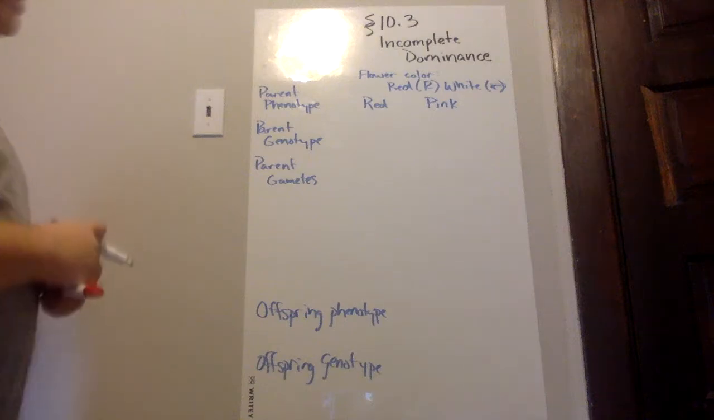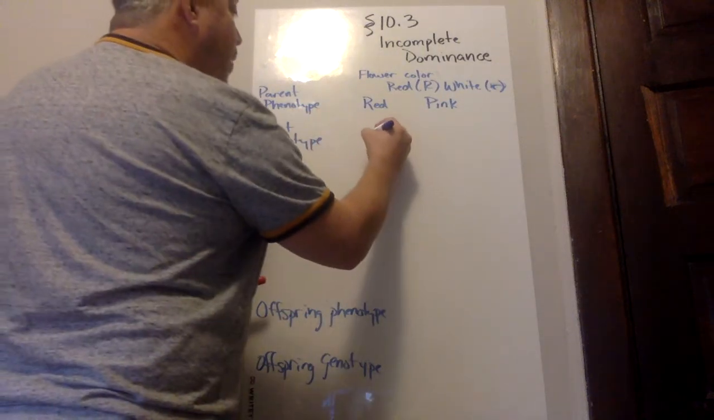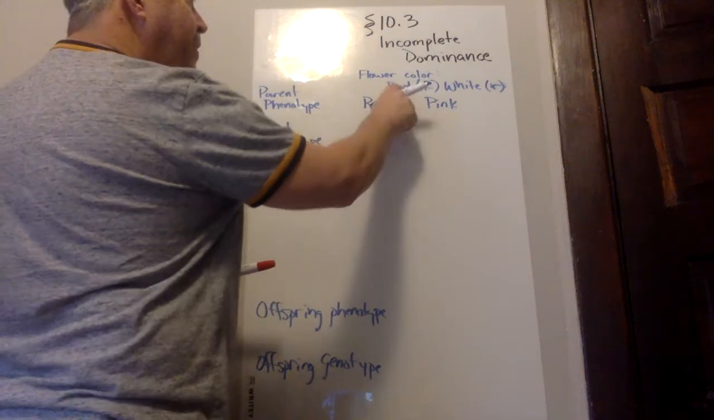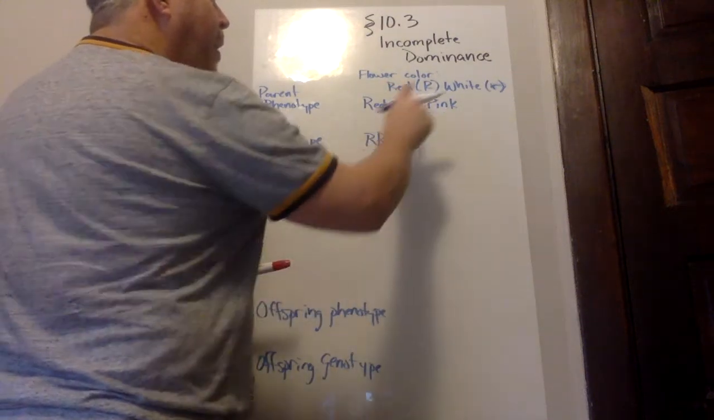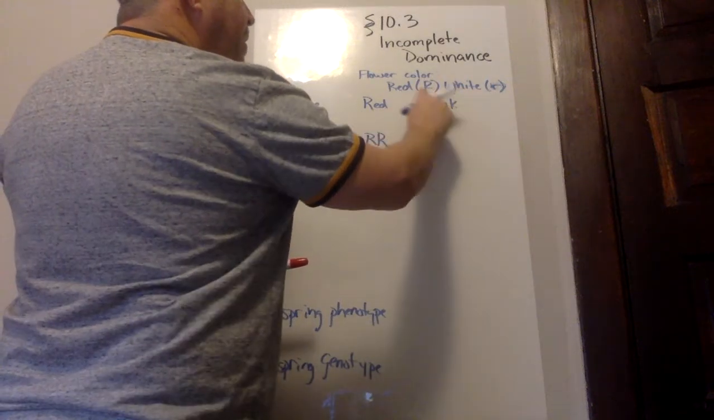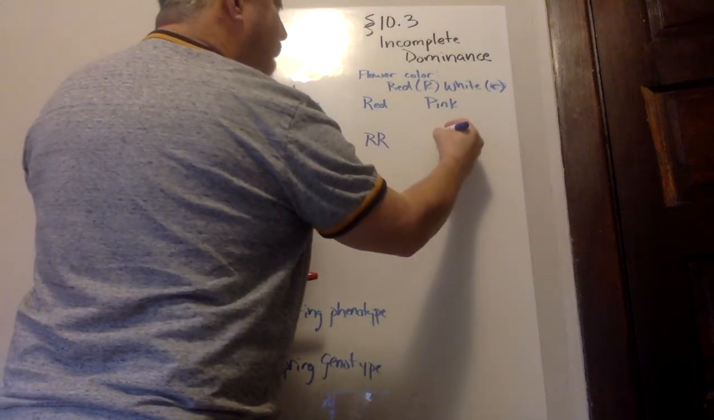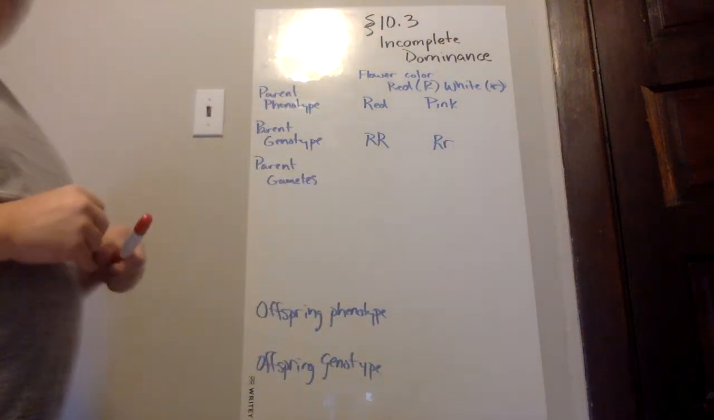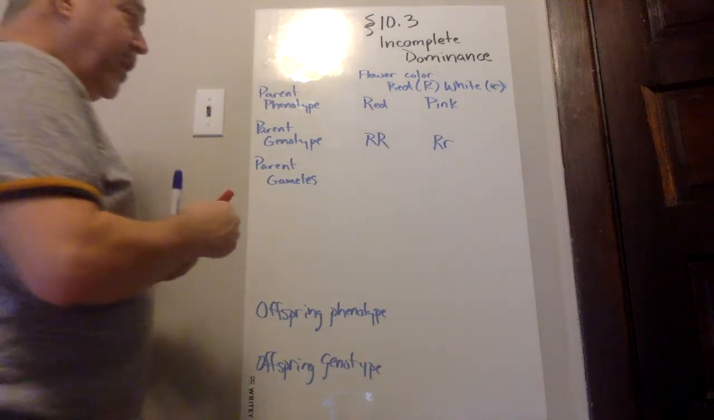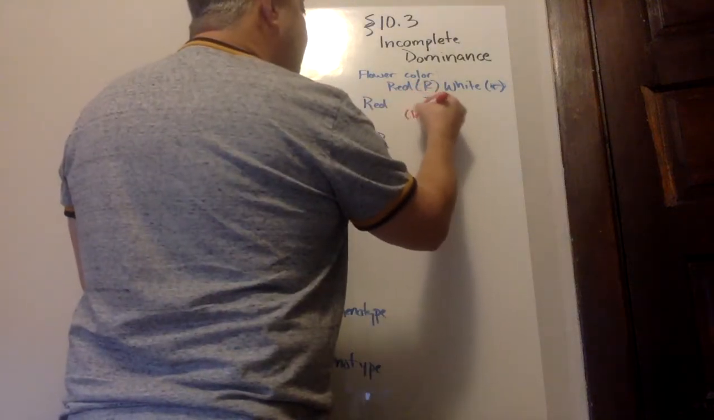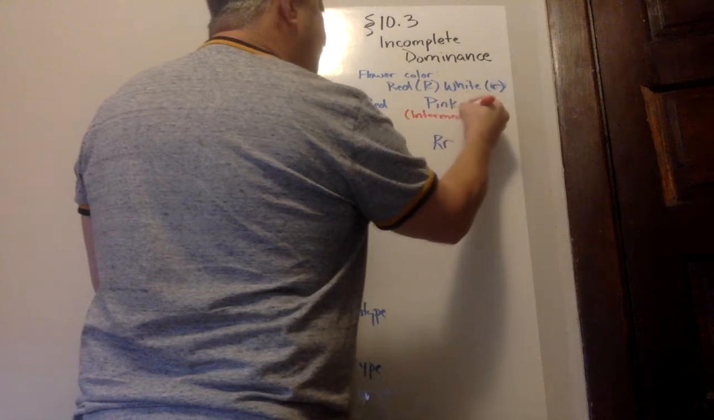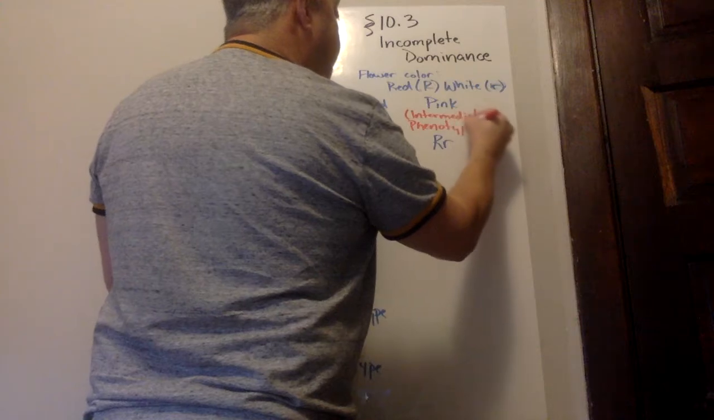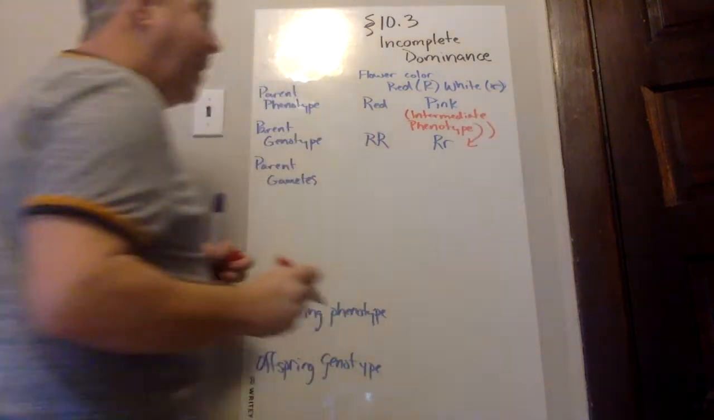So let's say we had one parent who had red flowers and another parent that had pink flowers. Because this is incomplete dominance, we know that red flower parents have to have two dominant alleles. It's the only way you're going to get the red. But we know that pink is a combination of the red and the white, so if you see the intermediate phenotype, you will always be heterozygous.